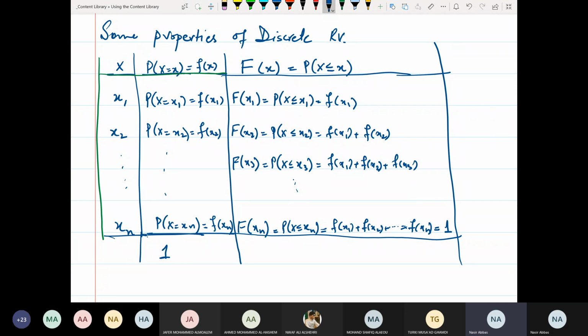So that is the difference between small f of x and capital F of x. At any point, if you are interested in equal to probability, you will be using small f of x. And if you are interested in less than or equal to probability, you will be using capital F of x.